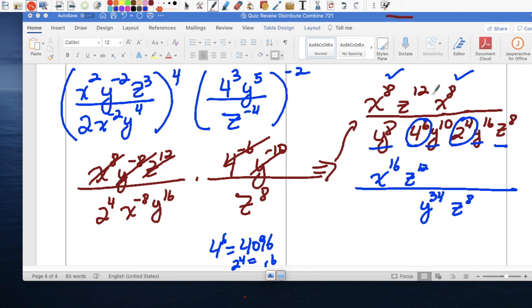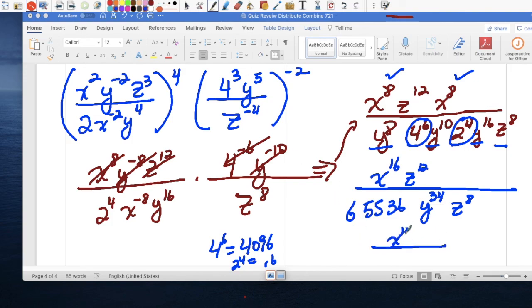Well, you have a calculator, so that's going to be 65,536. Is there anything left for me to do? Yes, there is, because that z12 and z8 can also be simplified. So I'm going to write one more cleaner line.